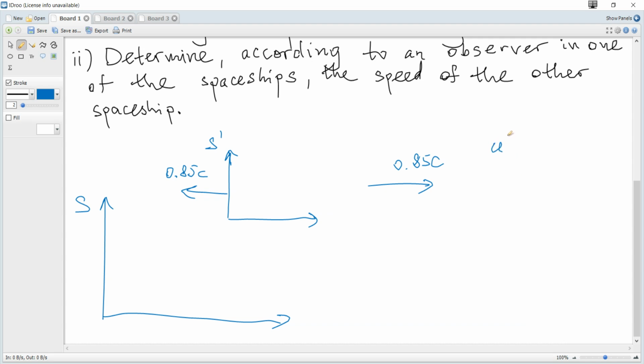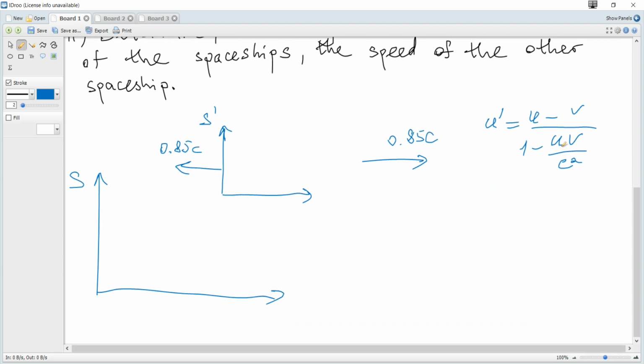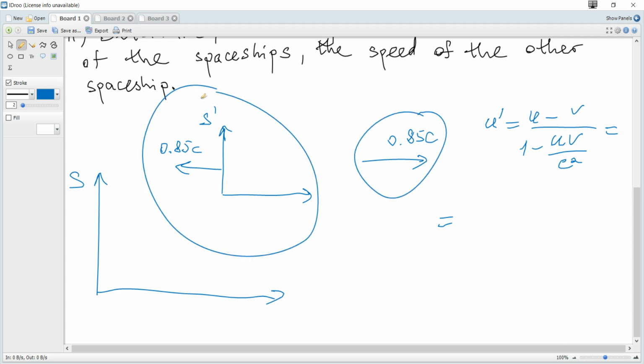What formula? U prime is U minus V divided by 1 minus UV over c squared. When you use this formula, plus or minus is essential, it's very important. And it means you should take into account velocities actually. So U prime is the velocity of this rocket in this reference frame.